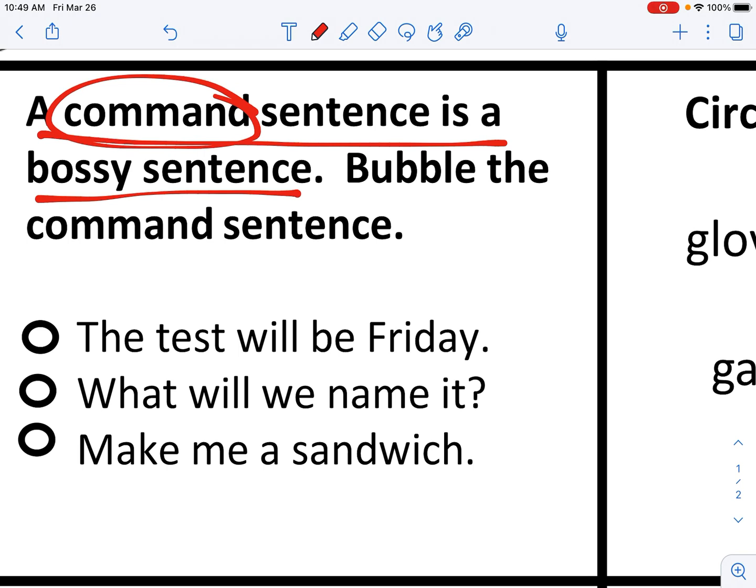The test will be Friday. Is that being bossy? No. What will we name it? Is that being bossy? No. It also ends with a question mark. Make me a sandwich. Is that being bossy? Yes, that's our command sentence.